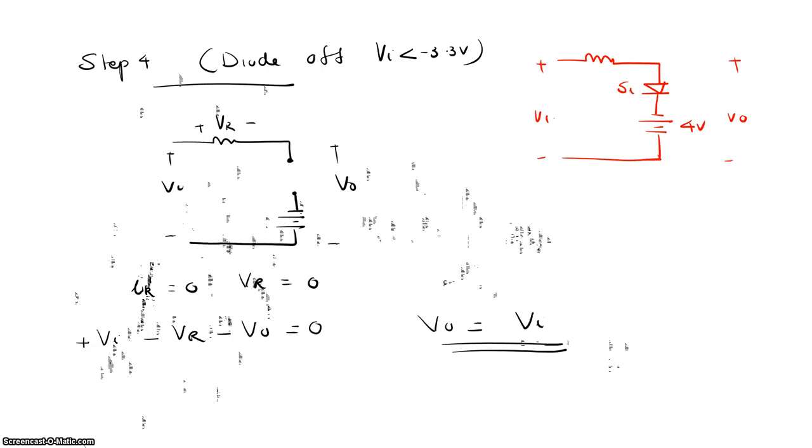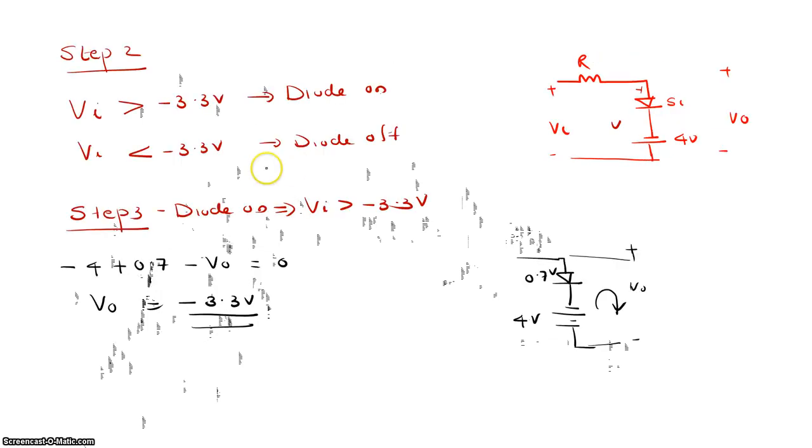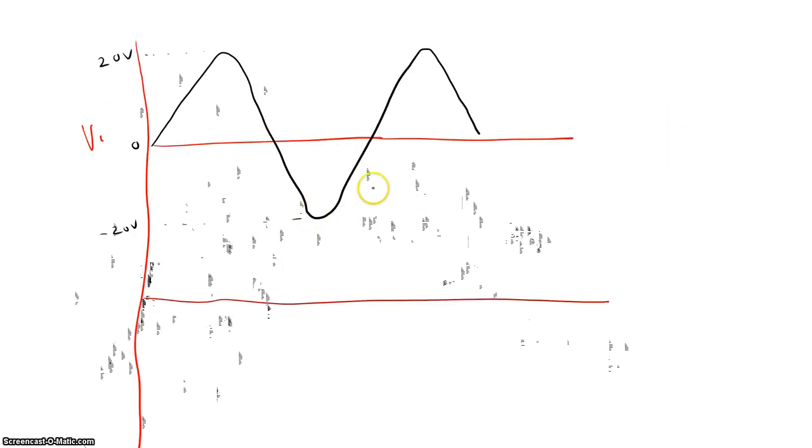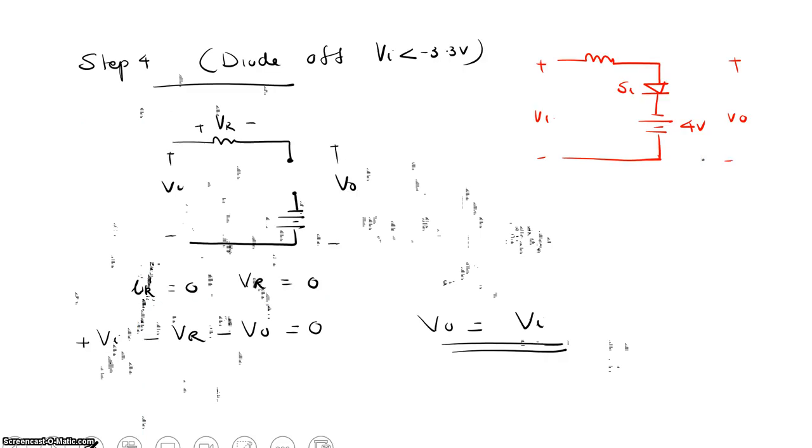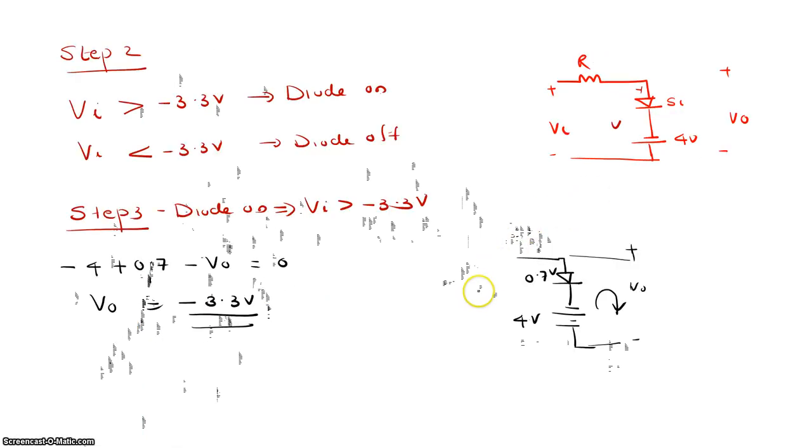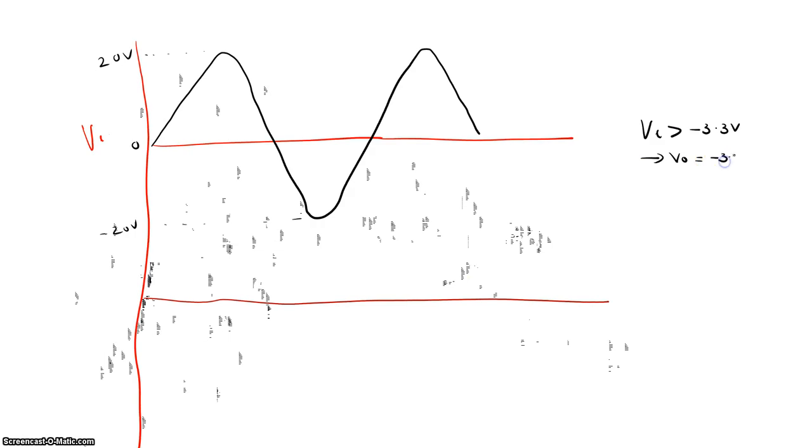So now we can draw your output. Two conditions. First condition, diode on. That means you have Vi greater than minus 3.3 volt. Diode on, your output will be equal to how many volt? Your output will be equal to minus 3.3 volt. And when Vi is less than minus 3.3 volt, your output is not a constant voltage; the same input voltage will come as the output voltage.